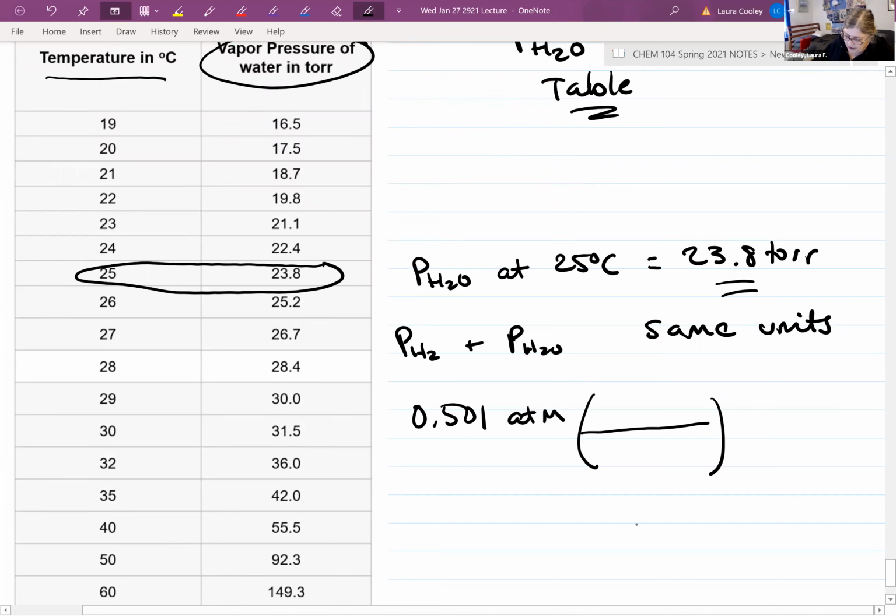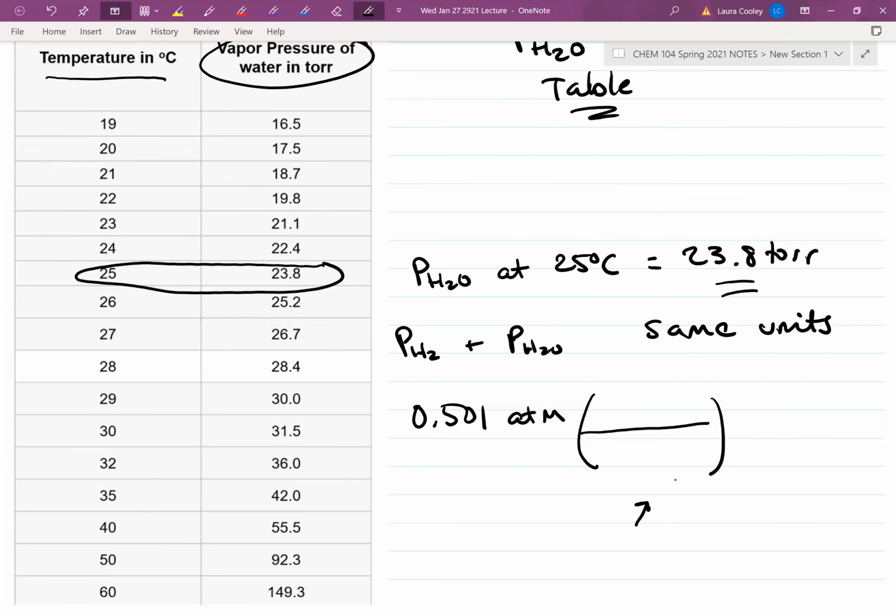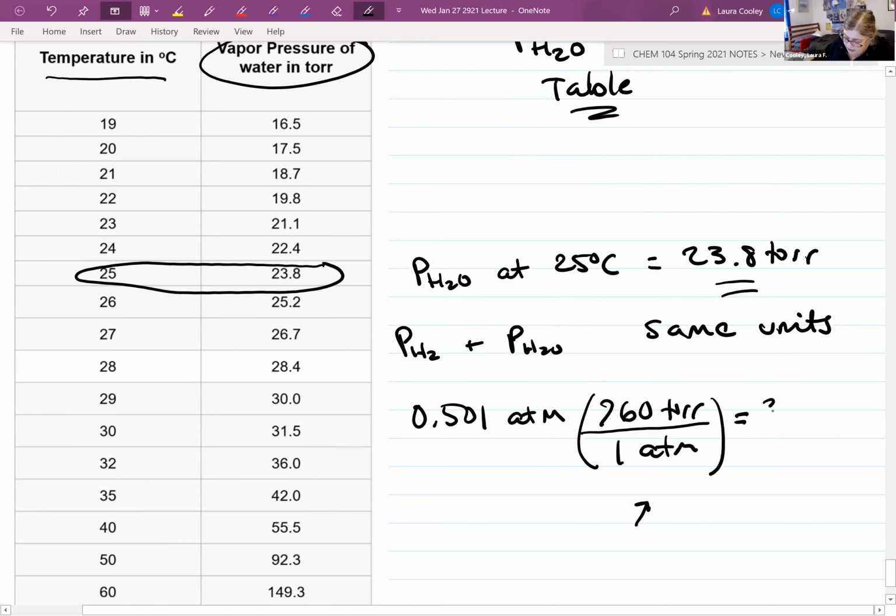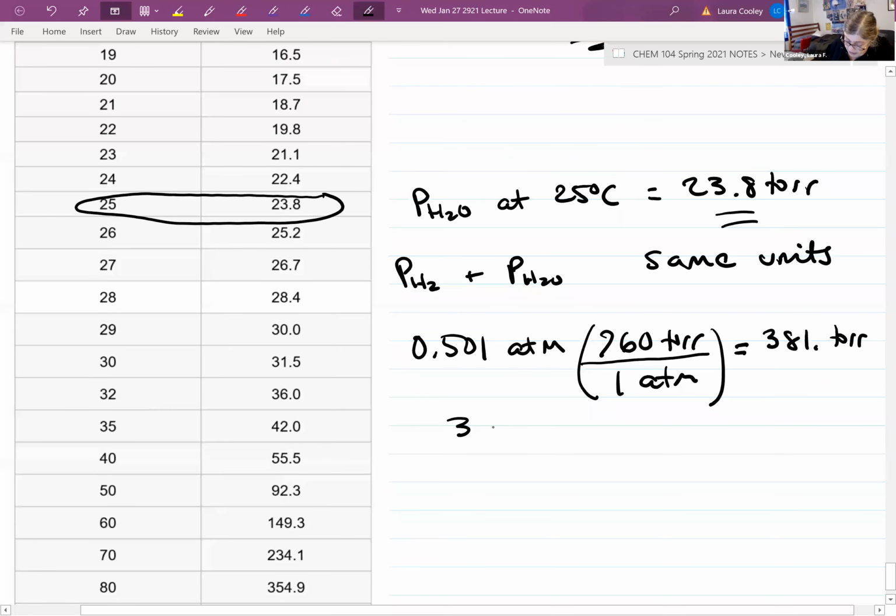So what will I put in here? Do I divide by 760 or multiply? Multiply. Good. So that comes out to 381. Okay, and so I'd add, that's pH2. So 381 plus 23.8.